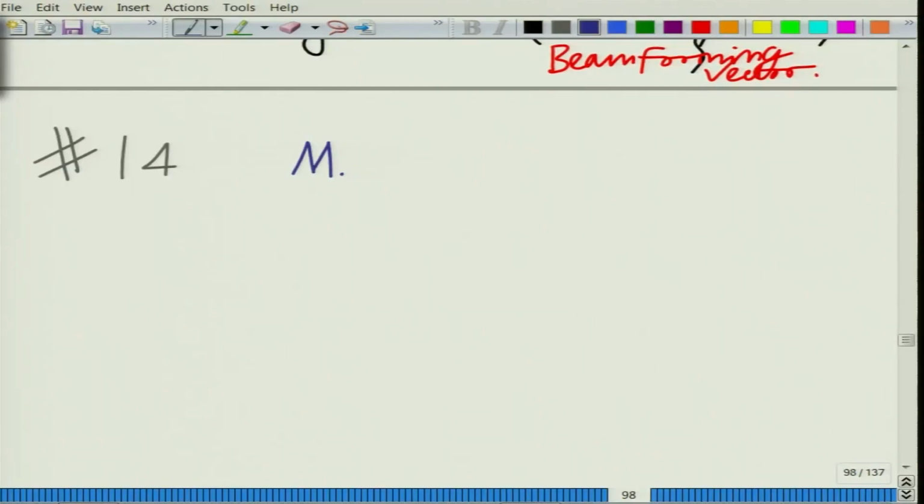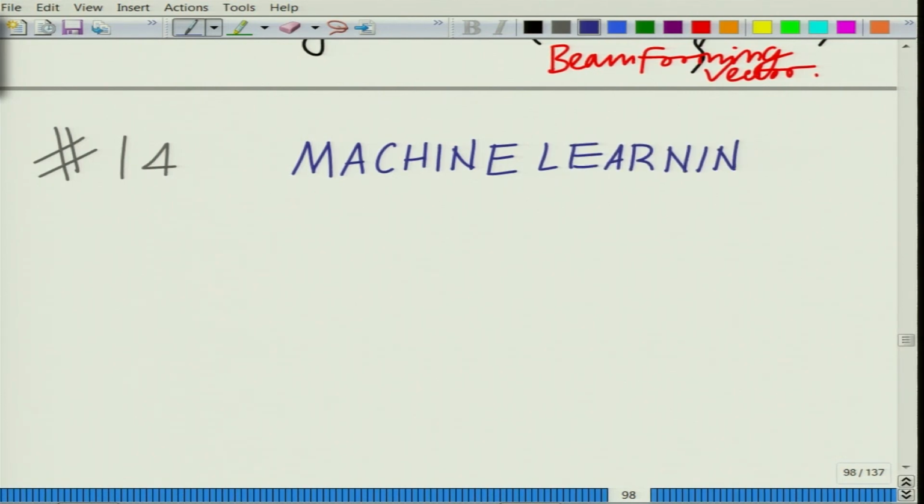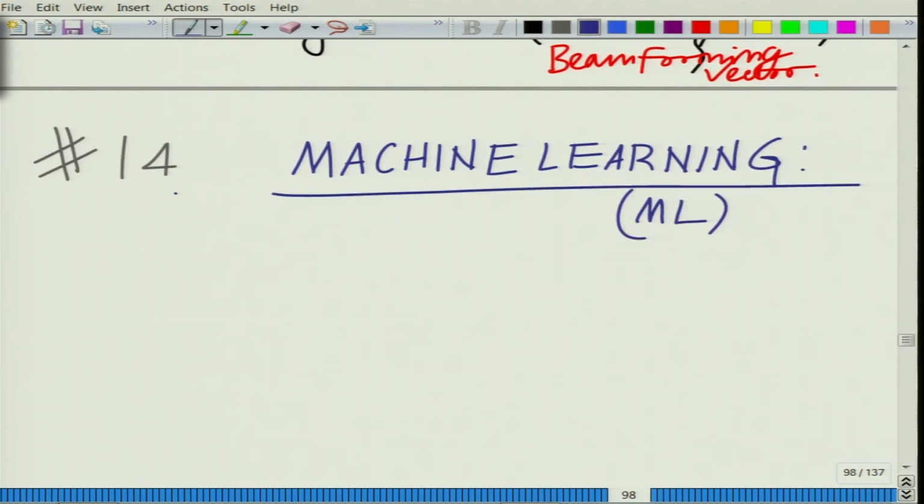Hello, welcome to another module in this massive open online course. In this module, let us look at an interesting application of Gaussian random vectors in the context of machine learning, and in particular linear transformations of Gaussian random vectors. Very good. So, we want to look at an interesting application, one of the first in a series of applications we are going to look at in this course, machine learning, ML.